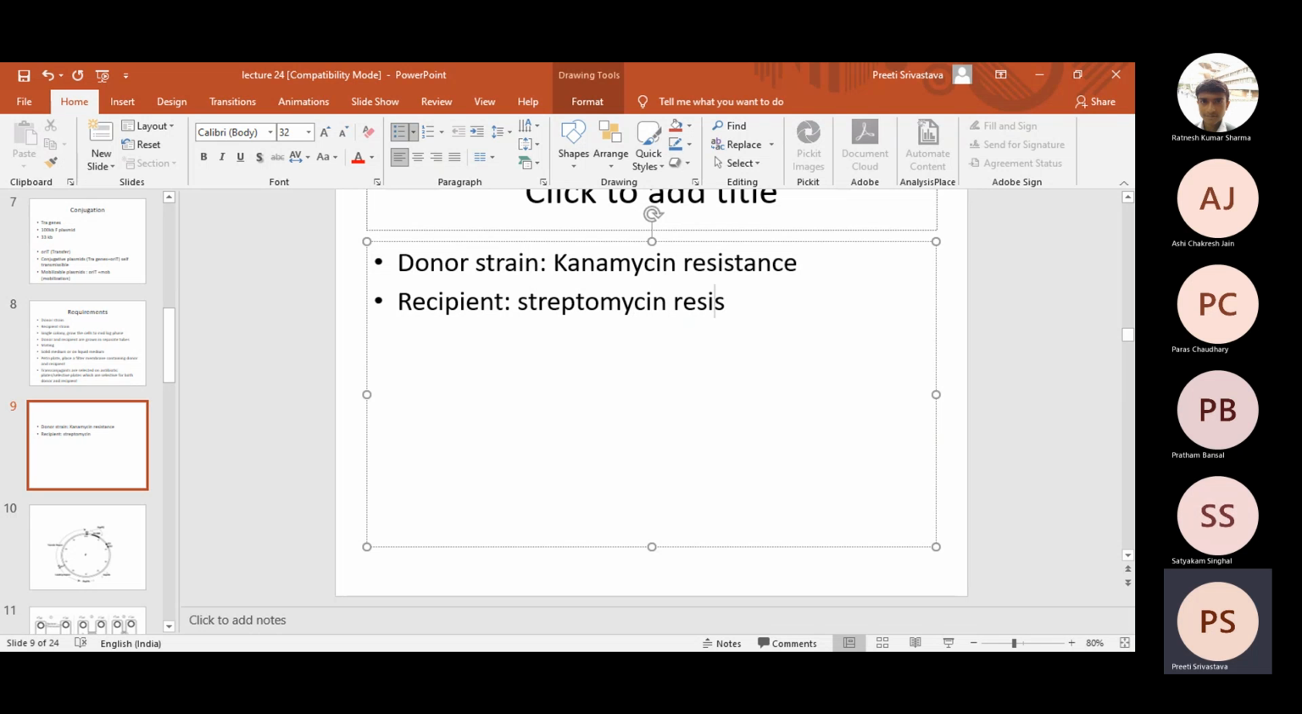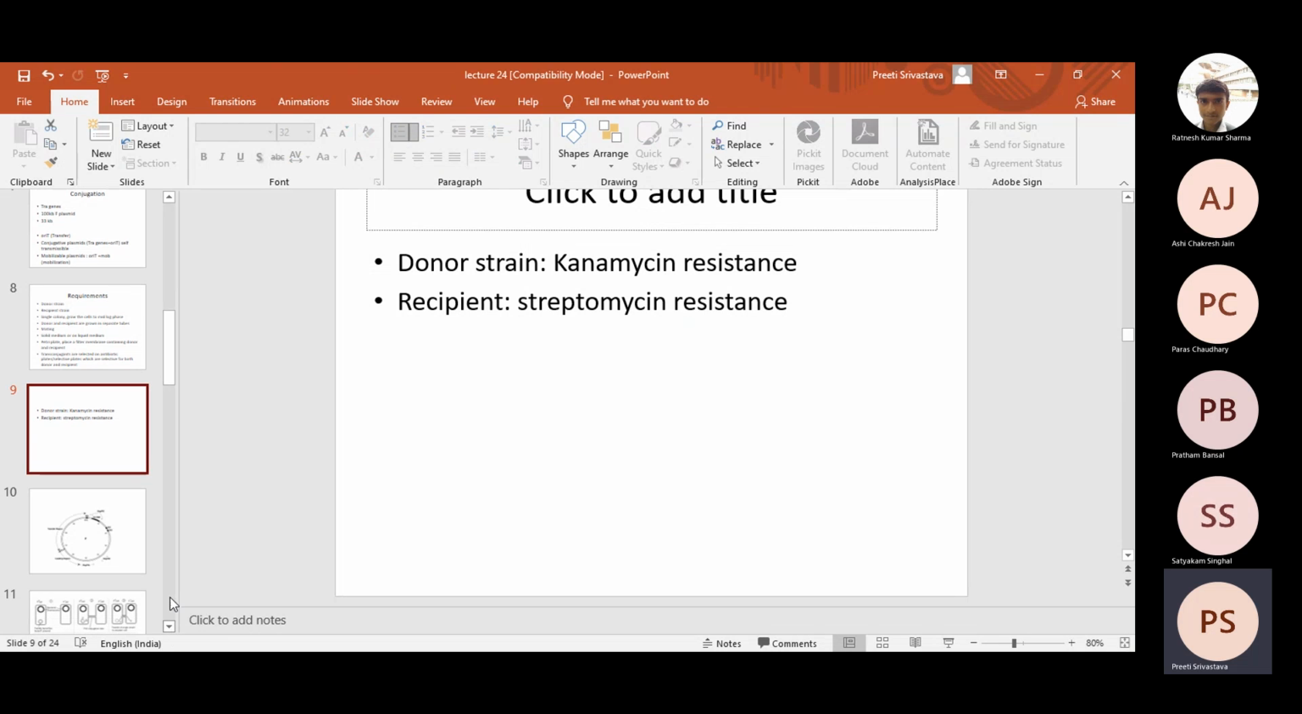streptomycin resistance. Then for the transconjugants, you need to select on a double antibiotic plate, because if you select for kanamycin, only the donor will grow. If you select for the recipient, that is streptomycin, only the recipient will grow. So transconjugants are the ones which will grow on both. That means the kanamycin resistance is now transferred into the streptomycin-resistant strain, right? So ultimately you can select it on double antibiotic plates. I think this will become clearer with the help of an example.